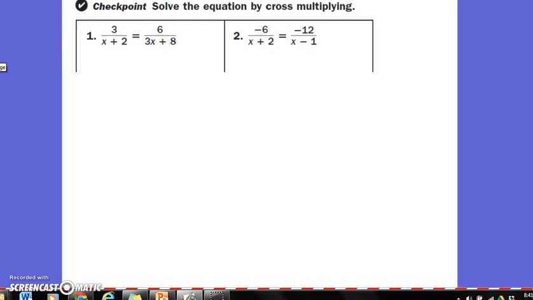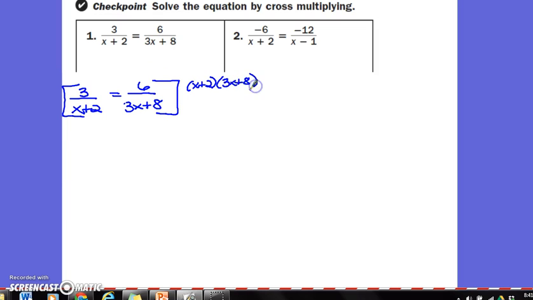Here we have two other problems, problem 1, problem 2. We're going to take one at a time. So if you have problem 1, 3 over x plus 2 equals 6 over 3x plus 8. First thing, is there anything that these factor out, anything you can reduce? There's not. So we're just going to clear the fraction, again, by multiplying the whole thing by x plus 2, then 3x plus 8. Right?